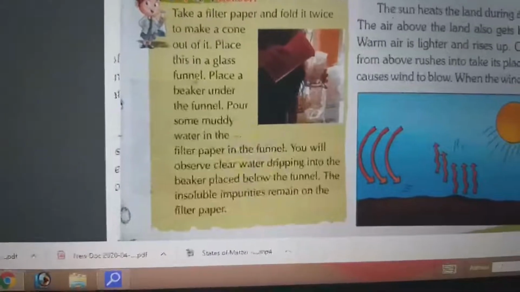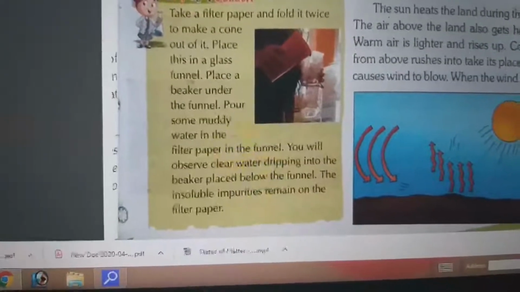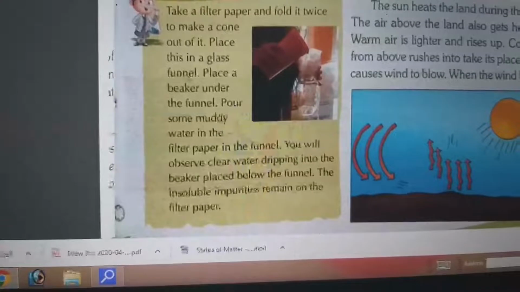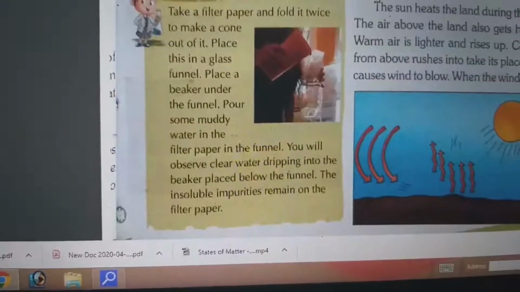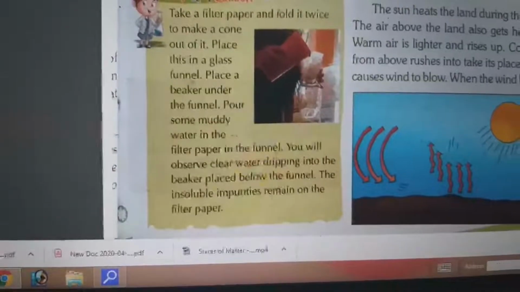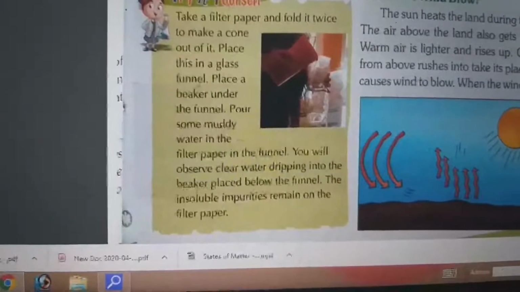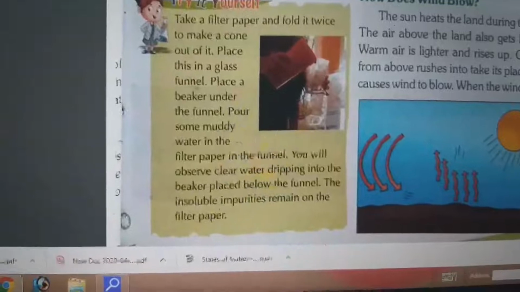Place this in a glass funnel. Place a beaker under the funnel. Pour some muddy water in the filter paper in the funnel. You will observe clear water dripping into the beaker placed below the funnel. The insoluble impurities remain on the filter paper.